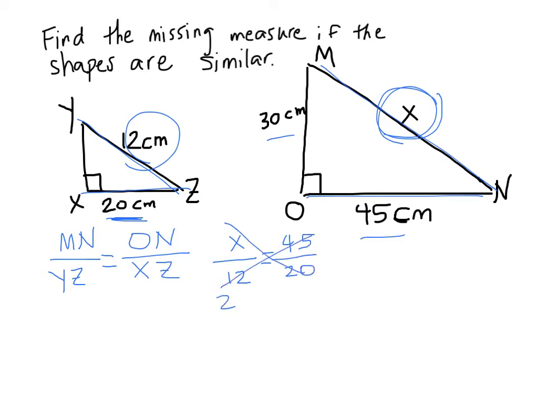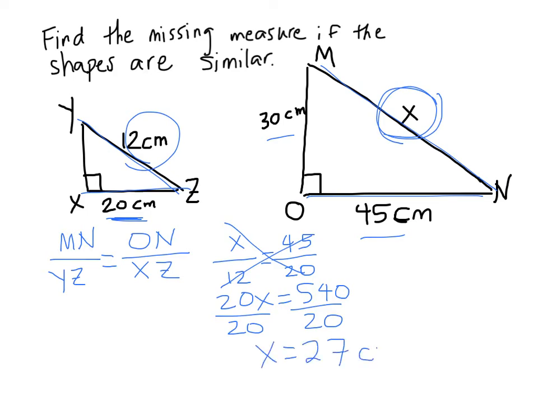Cross multiply, 20x equals, and I do 12 times 45, and I get 540. I divide both sides by 20. Divide by 20, and x equals 27, and my unit is centimeters.